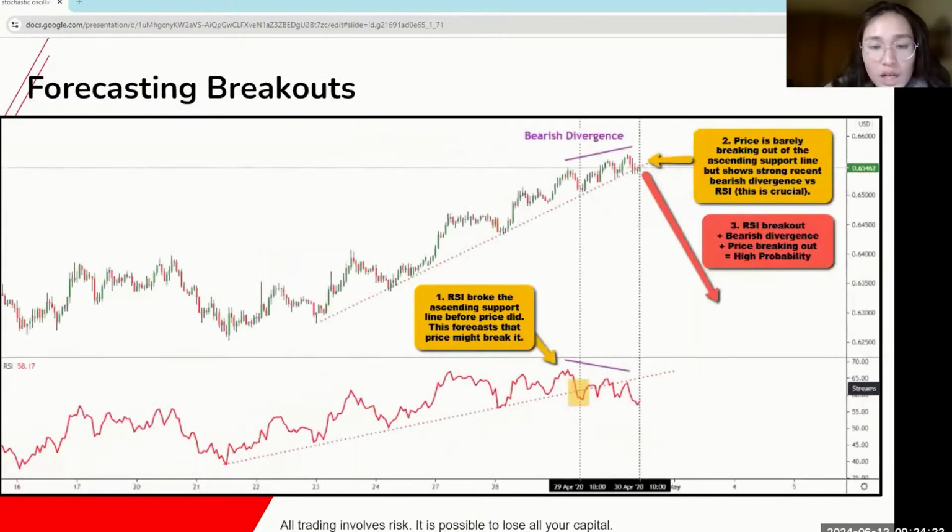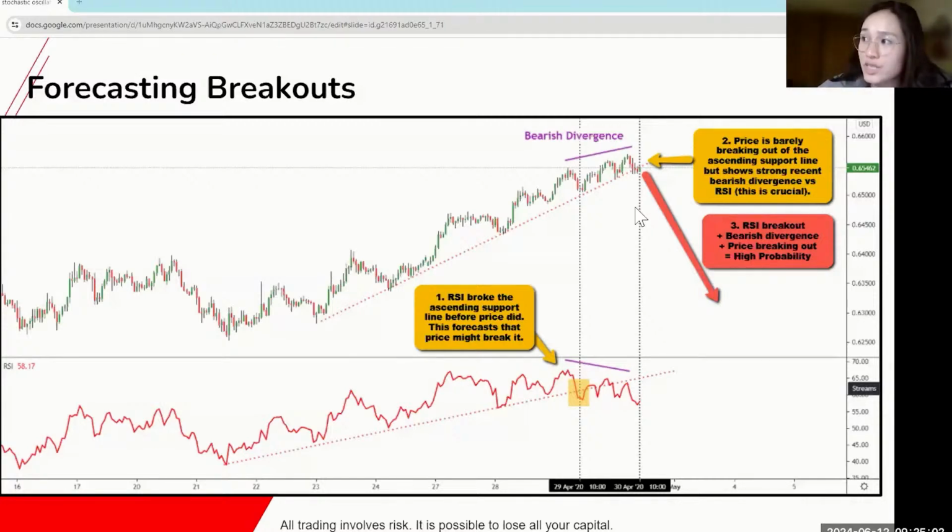Okay, and forecasting breakouts. So you can also use divergences to forecast your breakouts. And one way of doing that is by using your RSI or stochastic indicators. So firstly, in this example, we see that the RSI broke out of this ascending support, highlighted by this dotted line. So it broke out of it, even though on our price chart, it's showing that price is continuing in that same, I guess, ascending trend line. Okay, so that's the first point.